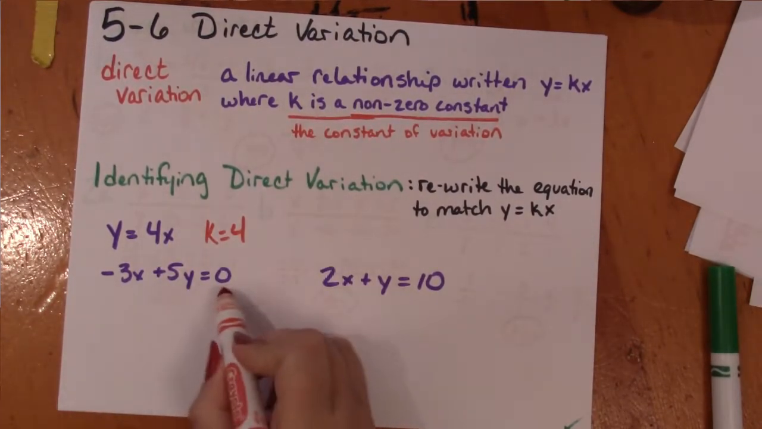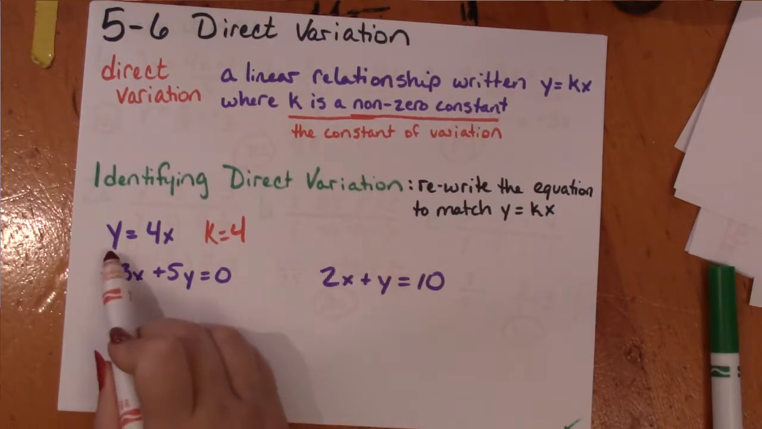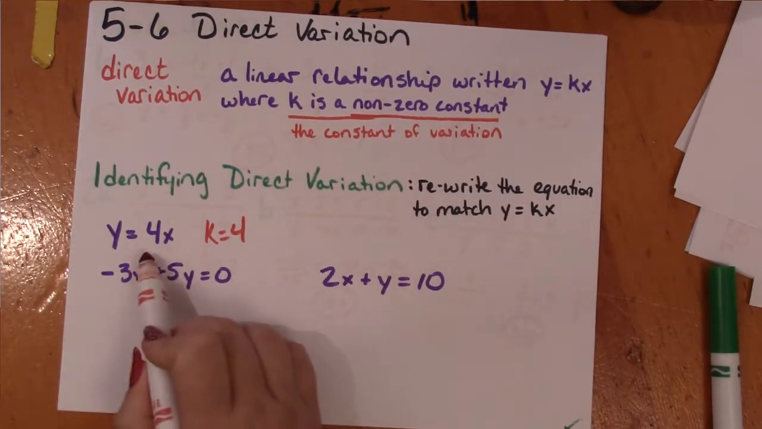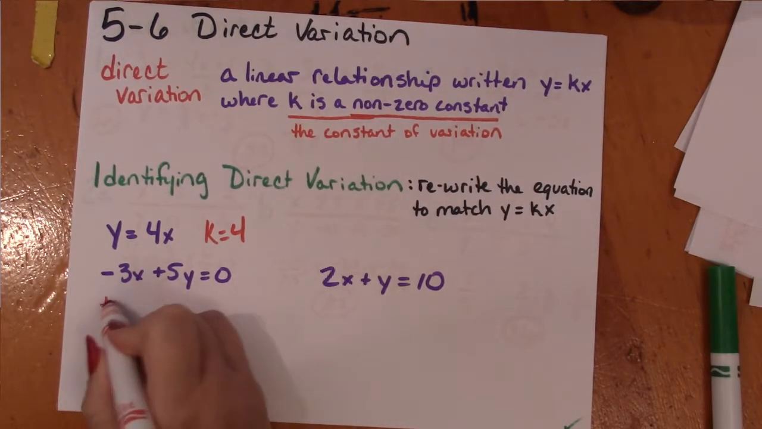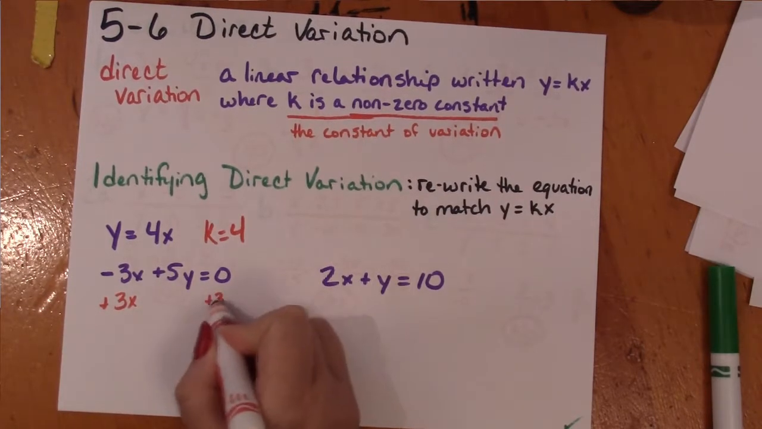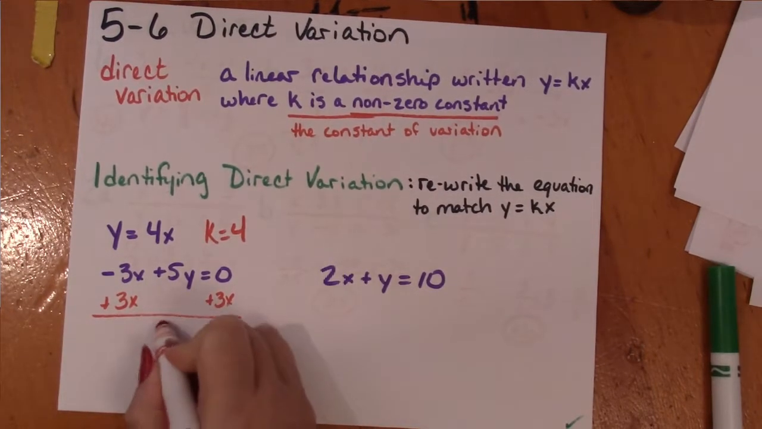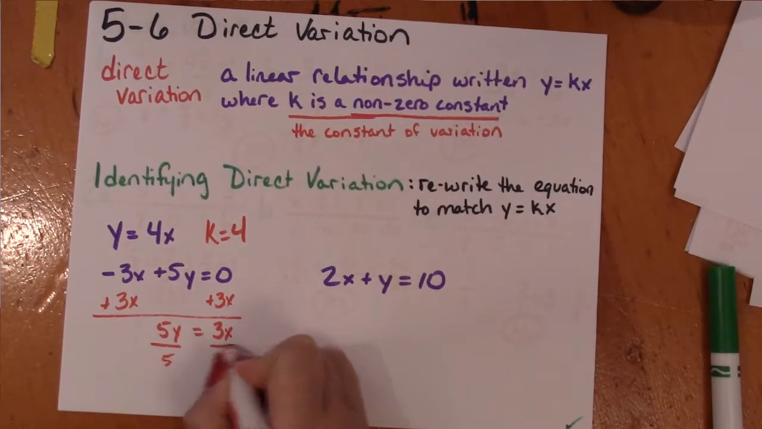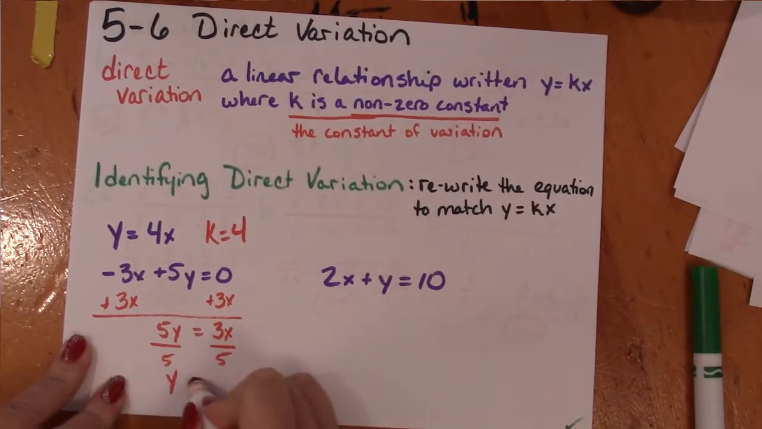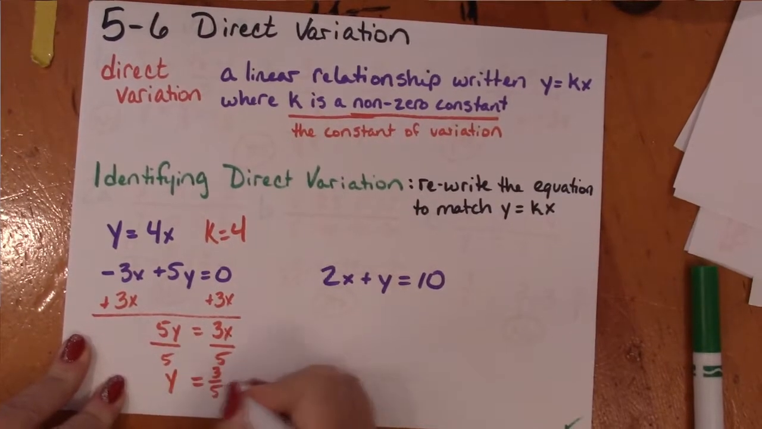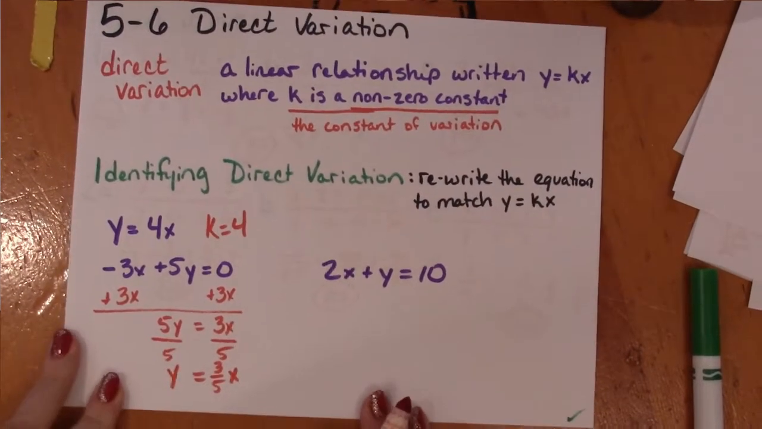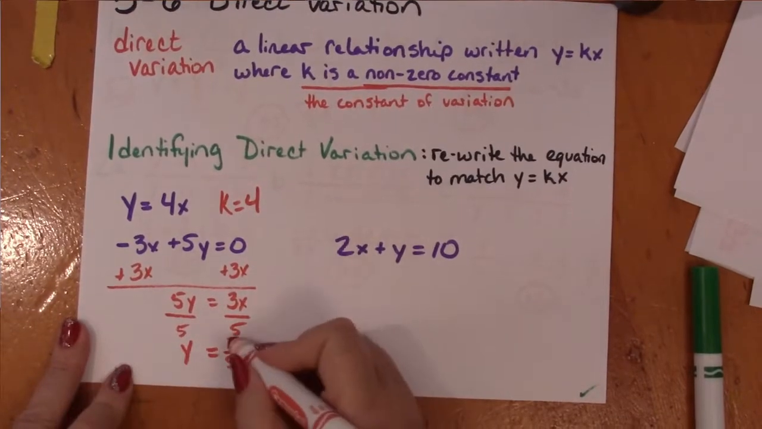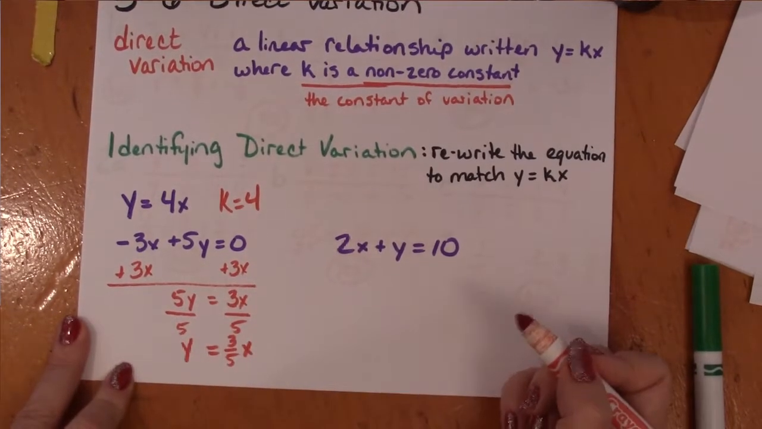This one is written in standard form, and you're going to have to rewrite it so that only y is on this side of the equation to tell me if you can get it into y equals kx format. So we're going to add 3x to both sides, and we end up with 5y equals 3x, and we divide each side by 5, and we get y equals 3/5 x. And yes, this is a direct variation where k equals 3/5.